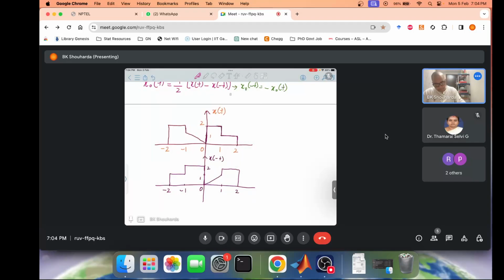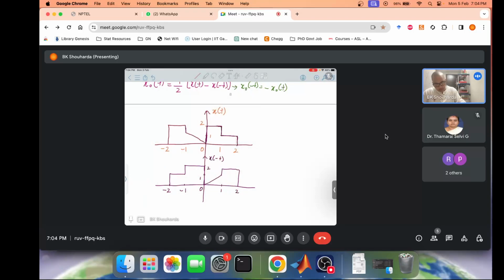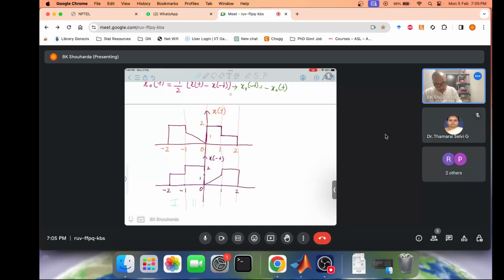Okay, now let me try to break this into various segments. And these segment breakings are being done for the sake of simplicity, because we will be doing addition and subtraction. So there are 4 segments, 1, 2, 3 and 4.